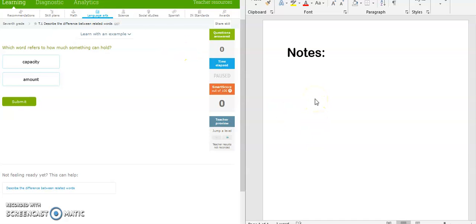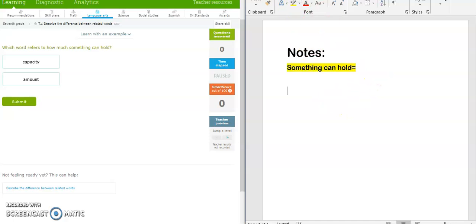Like I always do for these screencasts, you'll see that I have two screens. My notes, which are essential for me to know what's going on, and my IXL screen as I'll be working on. So let's go ahead and read what the question is. Which word refers to how much something can hold? That's really what I'm looking for: how much can something hold?